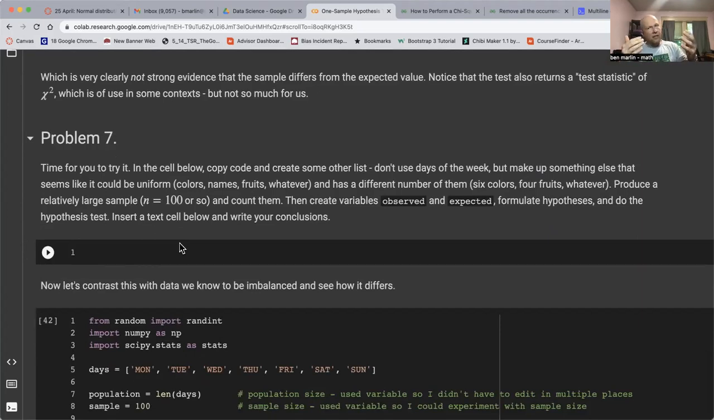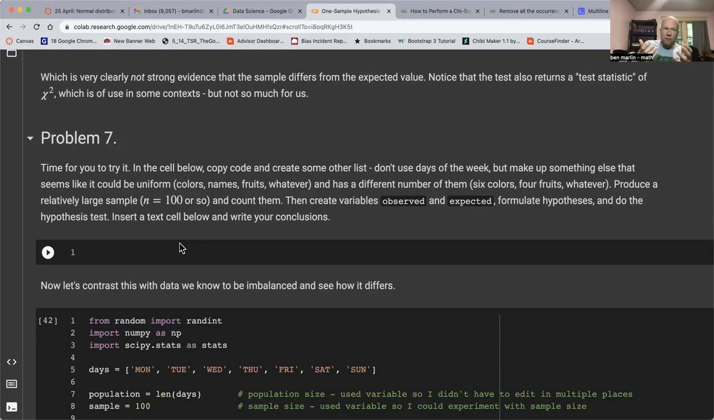Copy the code, and you're going to take stuff from several cells and put them down here. But I'd like you to try this with something different. Maybe pick out 6 colors or 4 fruits, or anything you can think of that's going to be relatively neutral, and that you would maybe have showing up randomly. You can think about them as car colors or fruit that's served in the cafeteria or something. I don't know.